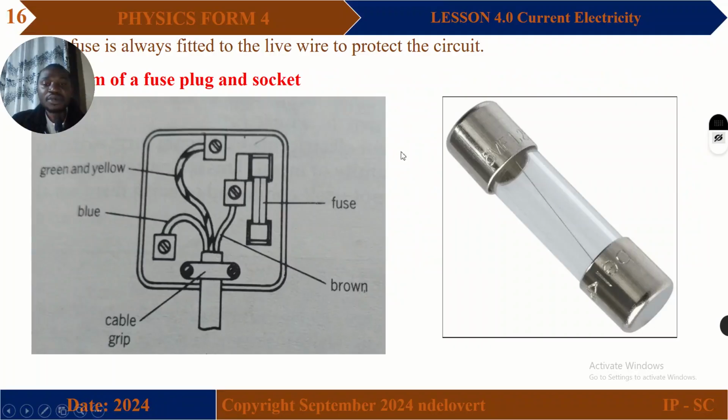Now, this is what we call the fuse in real life. That's the wire that's found inside, and the fuse is always fitted to the live wire to protect the circuit. It's always fitted to the live wire, because the live wire is the one that carries the current to the appliance.